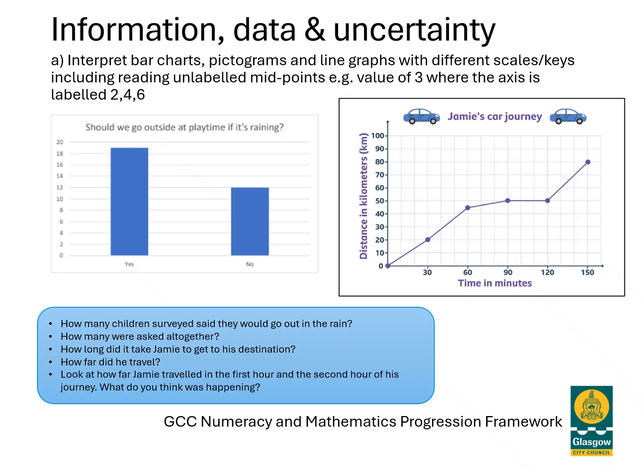And then with the line graph, things like how long did it take Jamie to get to his destination? How far did he travel? And then particularly the last one, I think, is where we're moving knowledge on in primary 6. Look at how far Jamie travelled in the first hour of his journey and the second hour of his journey. What do you think might have been happening? And so you can have those discussions about what the traffic might have been like and so on. So actually getting into what is this graph telling me about the situation?